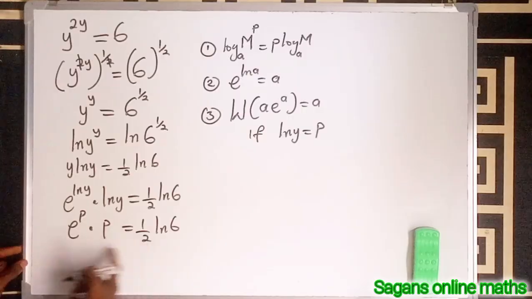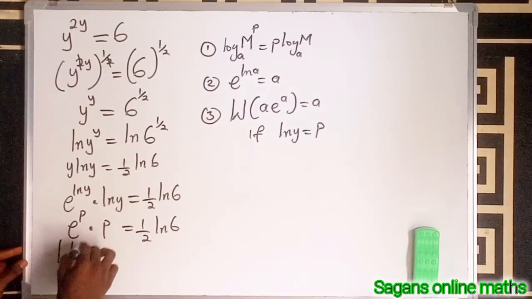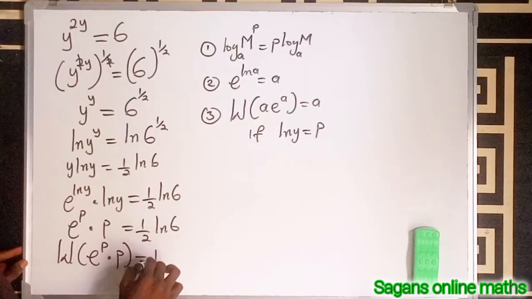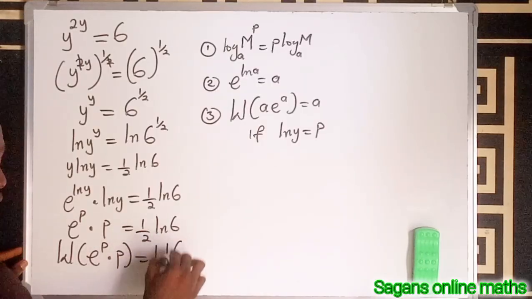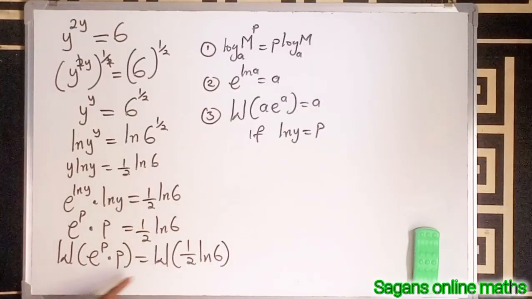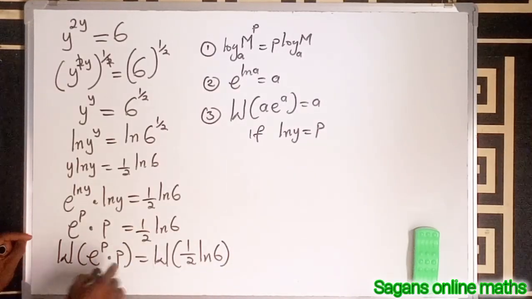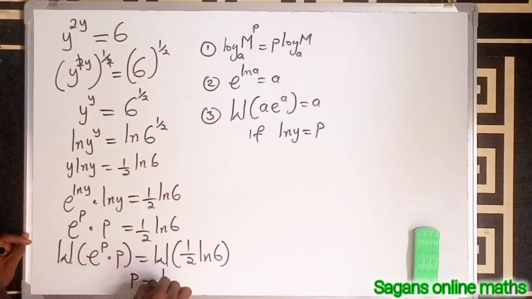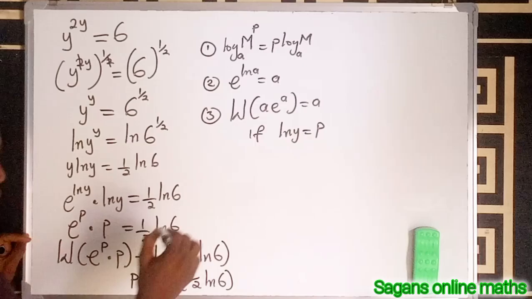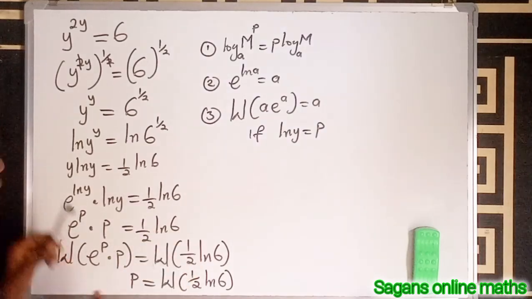So taking the Lambert W function on both sides, that means the Lambert W of e raised to the power of p multiplied by p is equal to the Lambert W of 1 over 2 ln 6. Because we are taking the Lambert W function on both sides, the outcome on the left will just be p by the definition. So p is equal to the Lambert W function of 1 over 2 ln 6. Wow, this is amazing, right?